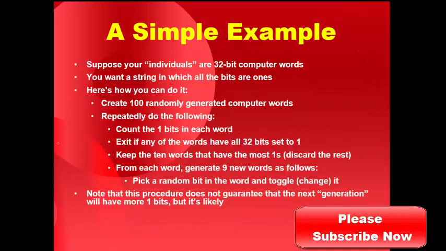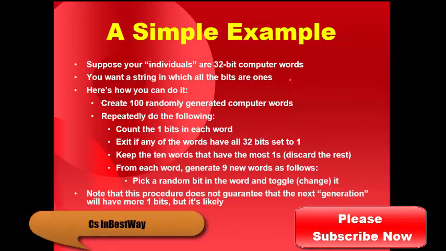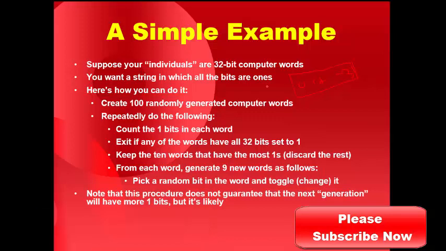A simple example: suppose your individuals are 32-bit computer words. You know computers save words in the form of bits, so 0, 1, 2 up to 31. Here are 32-bit computer words. You want a string in which all the bits are ones. If we want the string in which all the bits are 1, okay, all the bits are 1.